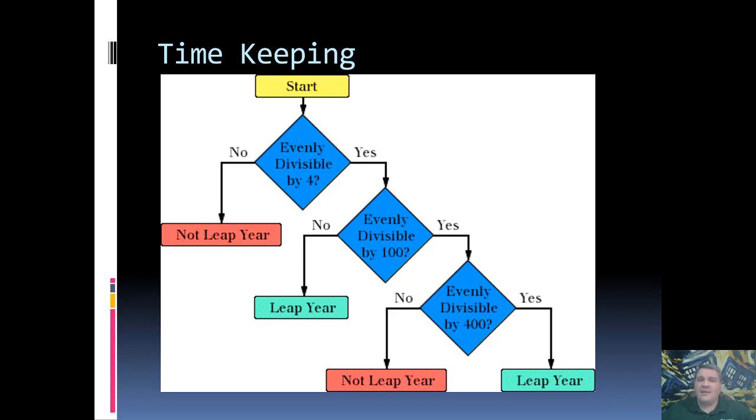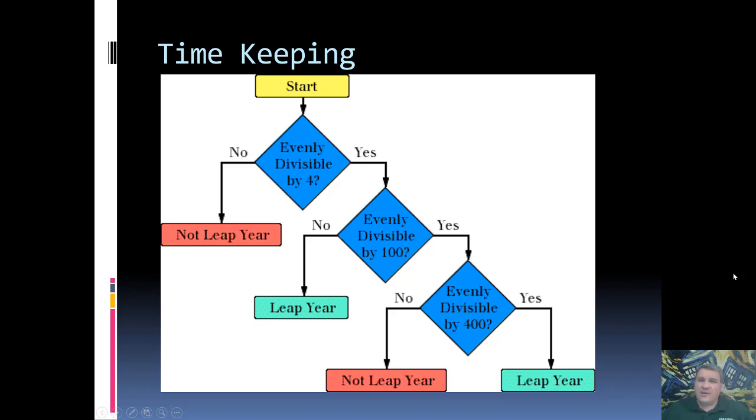Okay, so let's take a random year, say 1999. Is the year 1999 evenly divisible by 4? No. So the year 1999 was not a leap year. Okay, let's take the year 1996. Is 1996 evenly divisible by 4? Yes, it is. Is it evenly divisible by 100? No, it is not. So the year 1996 was a leap year.